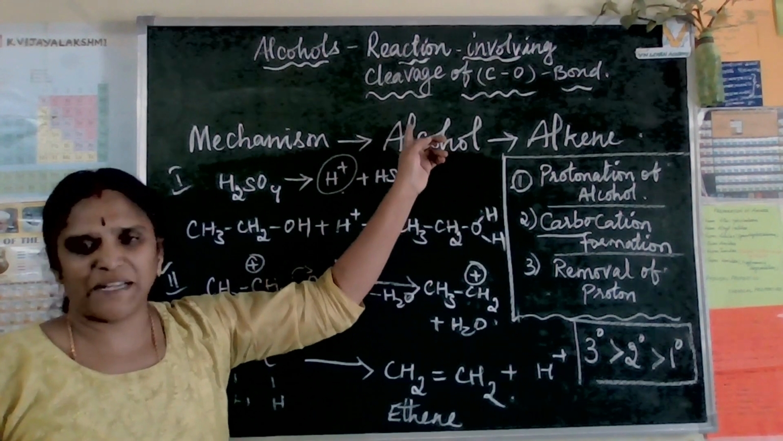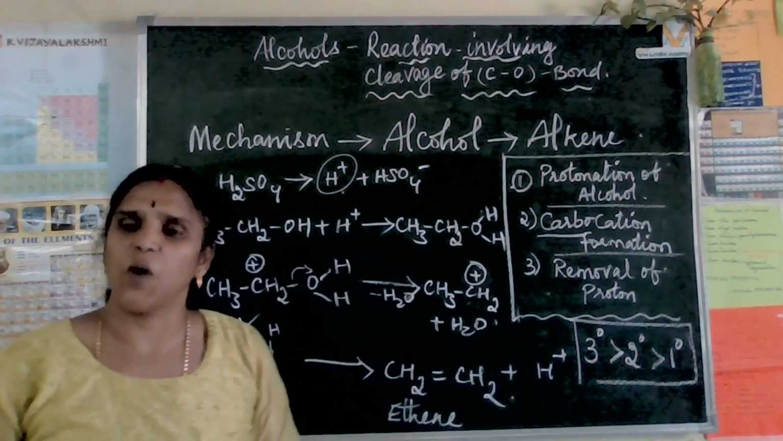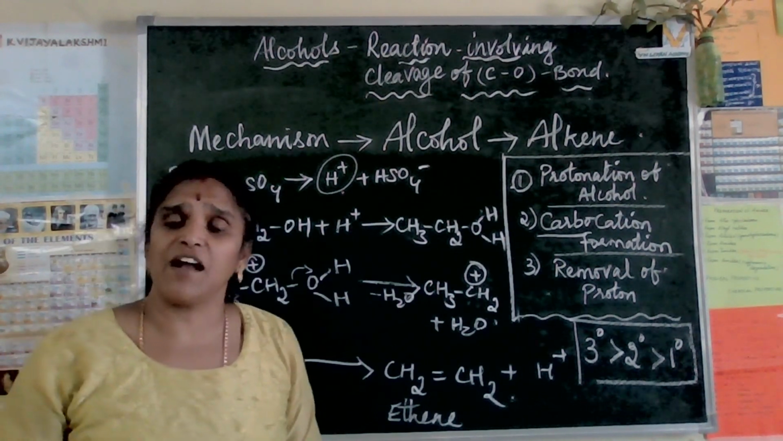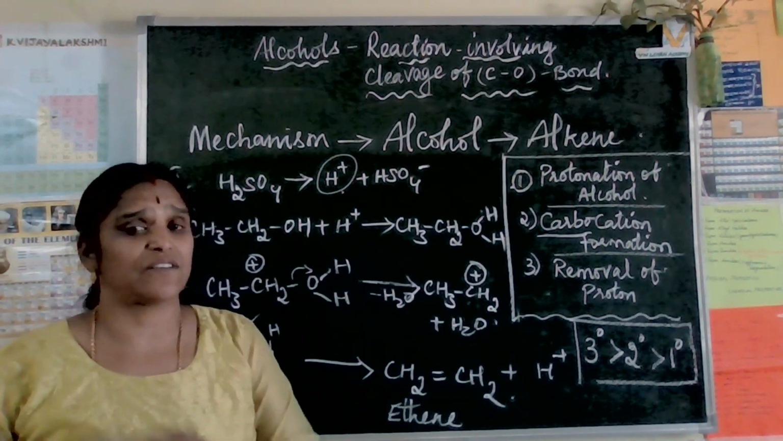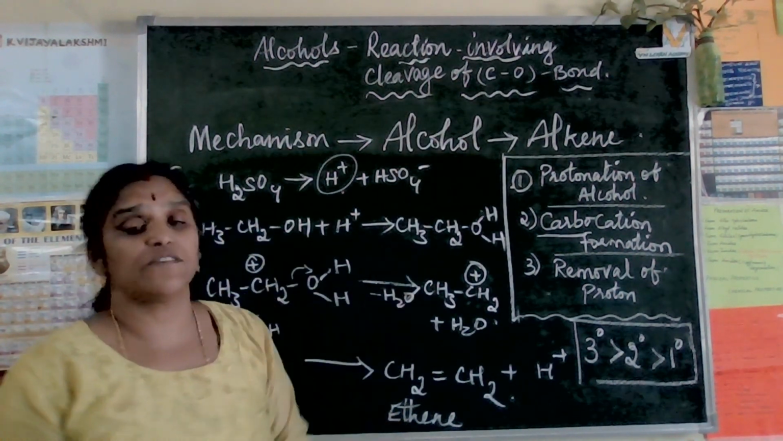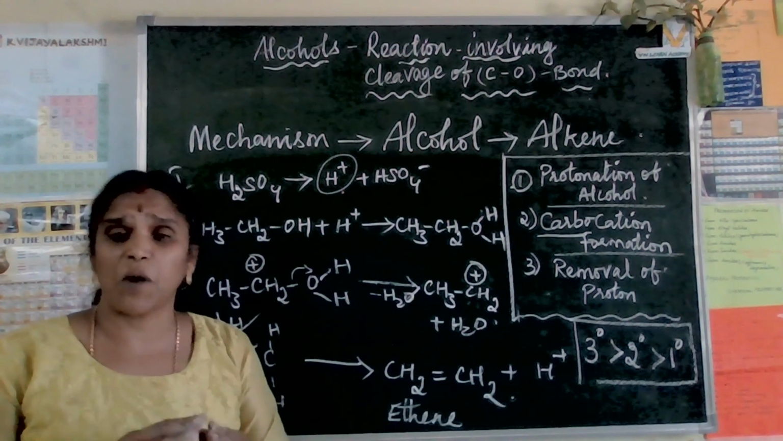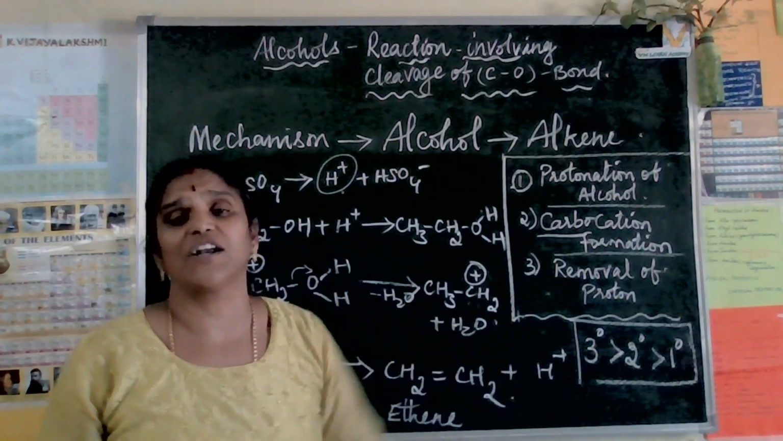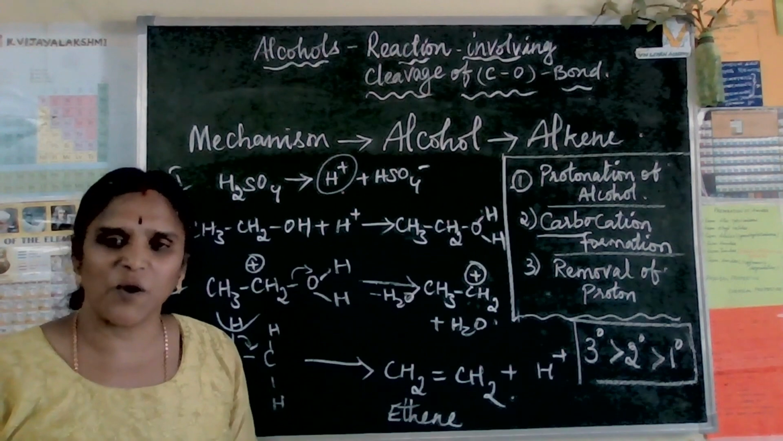Here I wanted to mention one point. Reaction involving cleavage of the CO bond means it is ready to take the reaction. Whereas the phenol CO bond will not react. What is the reason? It does not undergo cleavage of the CO bond because a partial double bond character is available. So that reaction will not occur in phenol. Only in alkyl groups will it take place. Hope you're clear with it.